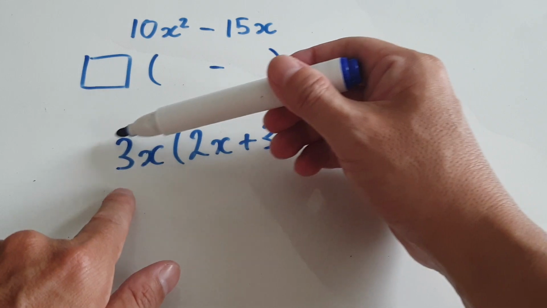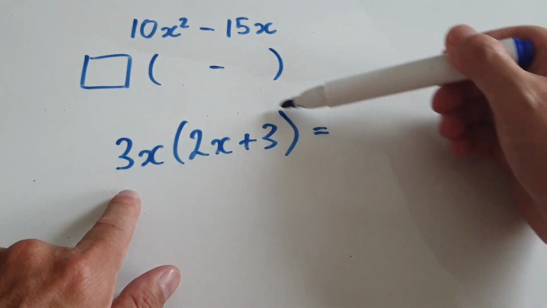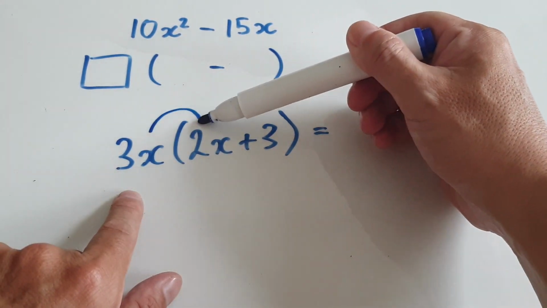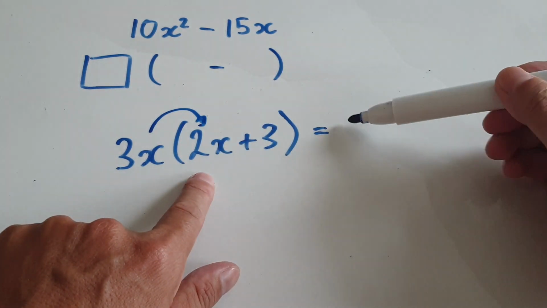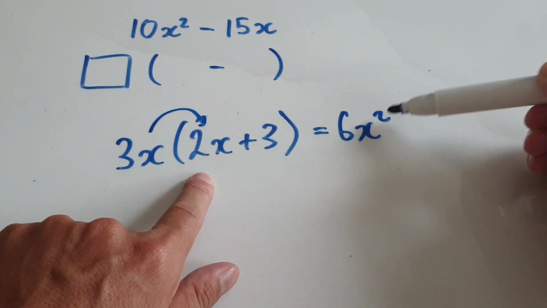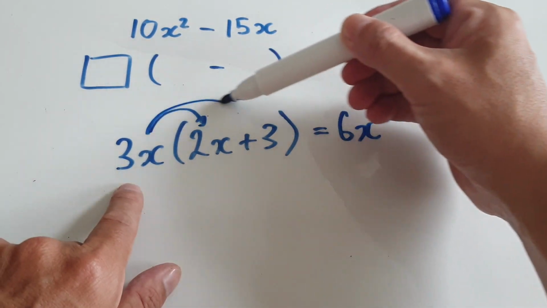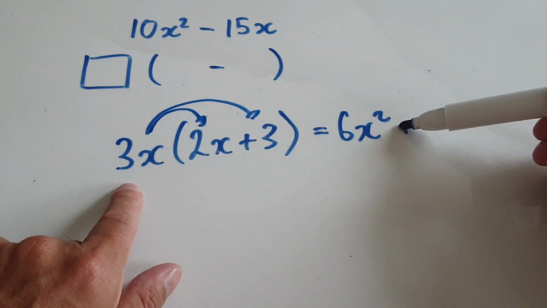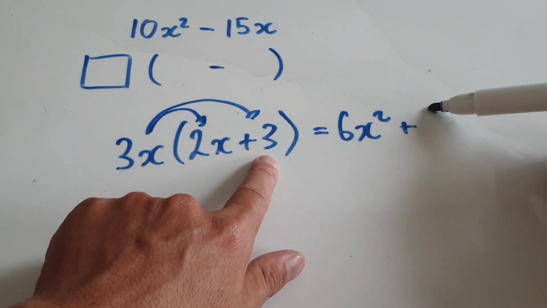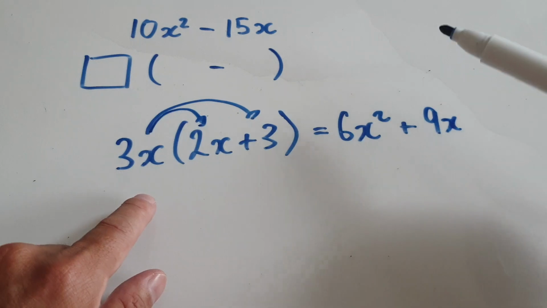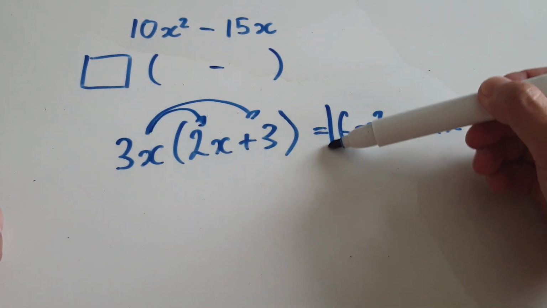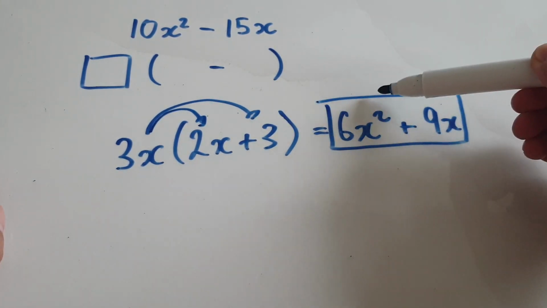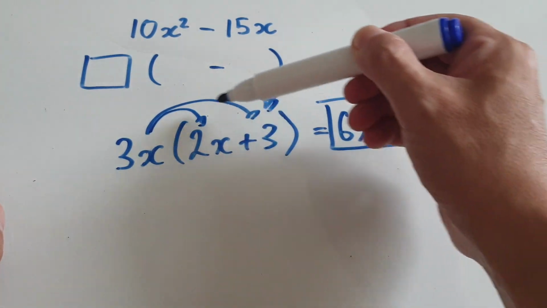If I were to give you one thing times this thing here, you would distribute it. You would get 3x times 2x, that would be 6x squared. 3x times 3 would give you 9x. So factorization means you start from here and somehow you have to work backwards to get back to this.